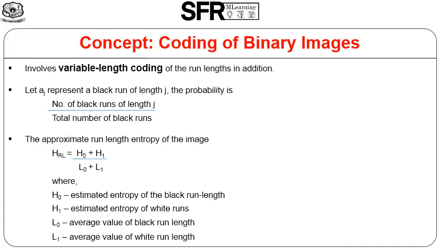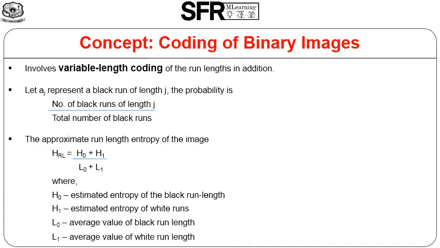Let me consider the symbol AJ, which represents a black run of length j. Then the probability that this particular black run happens is the number of black runs of length j divided by the total number of black runs. From this probability we have to find the run length entropy of that particular image.